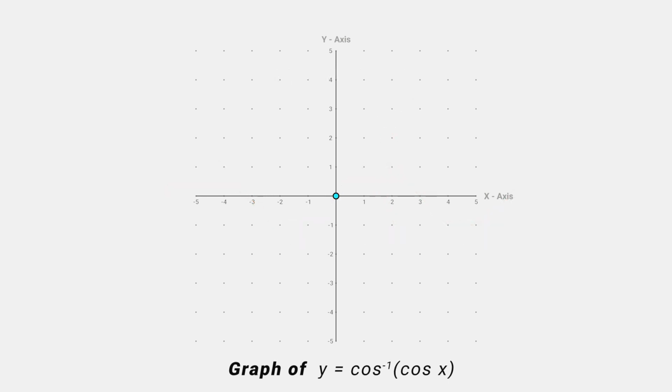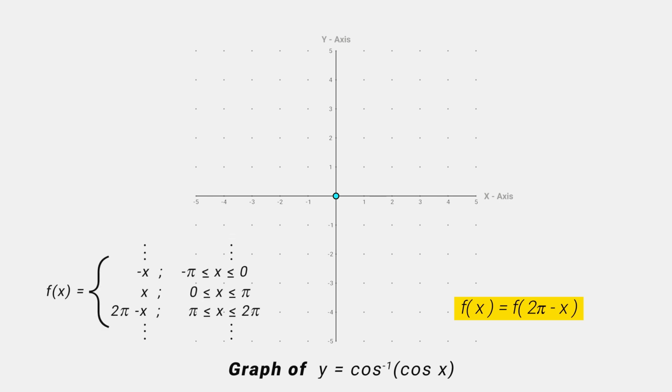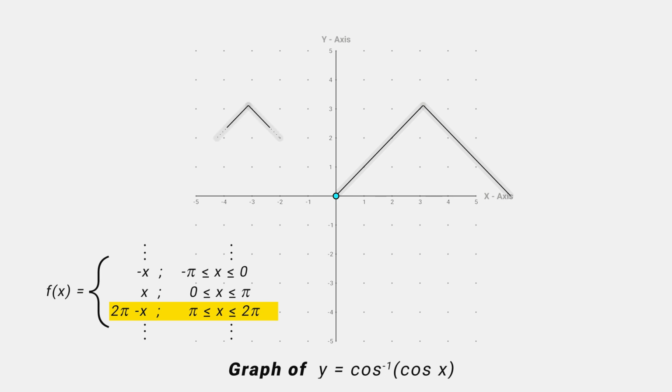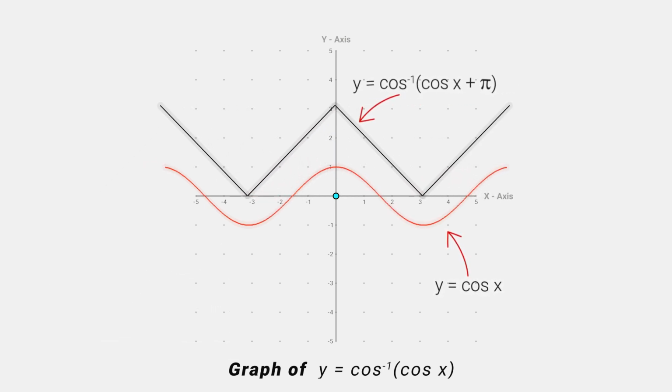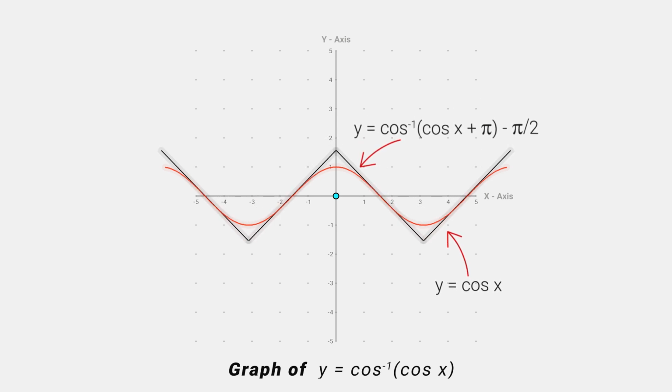Similarly, we can draw the graph of cos inverse cos x, because this function is also a periodic function with period 2 pi. So cos inverse cos x equals x in the interval 0 to pi, and it is equal to 2 pi minus x in the interval pi to 2 pi. So the graph of cos inverse cos x is this. And the graph of cos x is this. Now if we add pi to x and subtract pi by 2 from f of x, we get this.